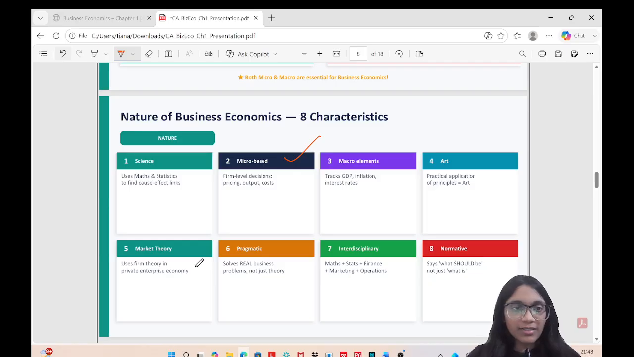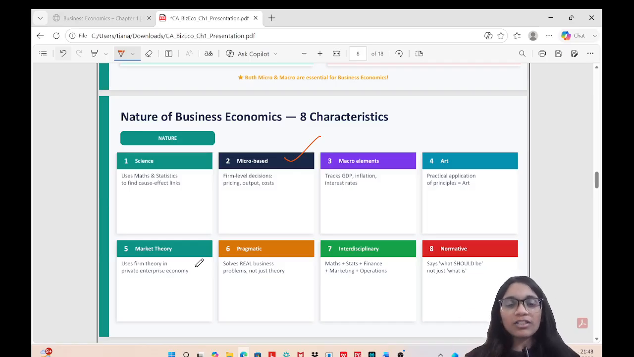Positive economics, if I can say, is like a reporter who just states the facts. When petrol price increases, people drive less. This is just a plain fact. But normative is nothing but this should. And whenever you see the word should, it is normative. Okay. The advisor says what should be done, right? The government should reduce the petrol tax to help the middle class. This is a value judgment, this is normative. Business economics is mainly normative because it tells managers what they should do, but it also gives a positive analysis.